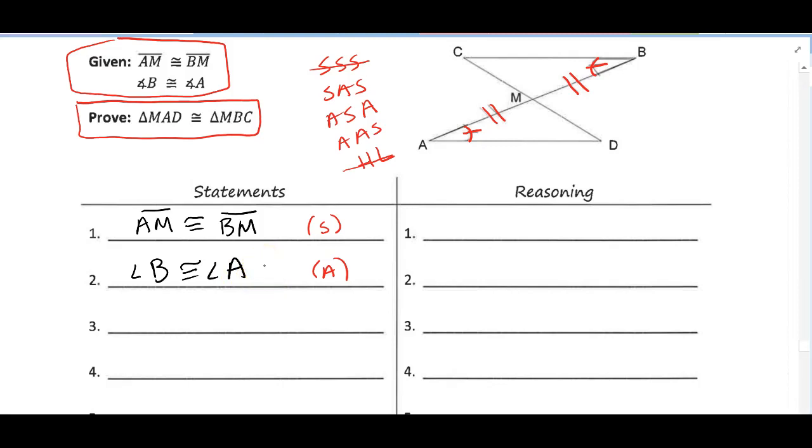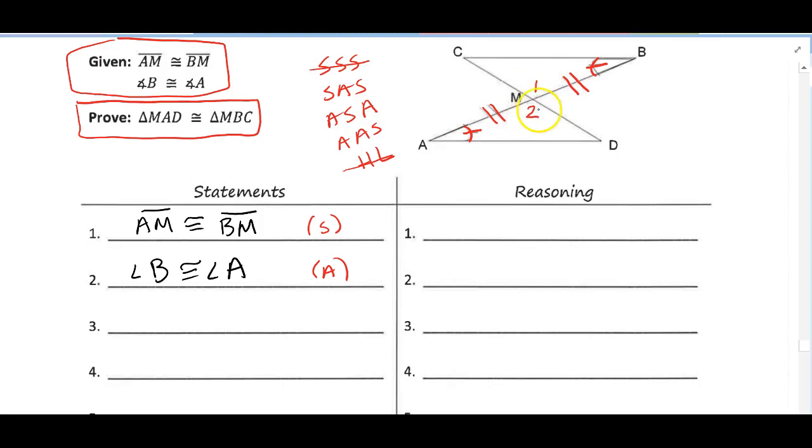And the next thing we want to do is look and see, are there any conclusions I can make based on the given information or based on the picture? There's not really anything we can conclude from this, unlike the other problem where we were given a midpoint and we made a conclusion based on that. But if we look at the picture here, we notice I have these vertical angles, and I'm going to number them 1 and 2 to make it easier to label in my proof here.